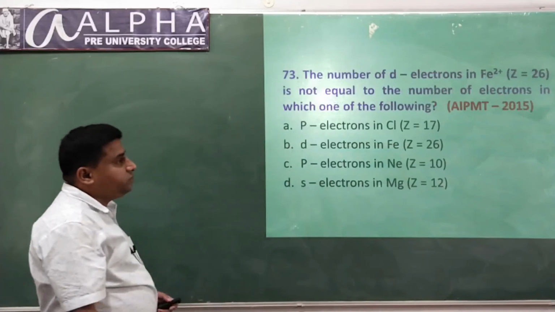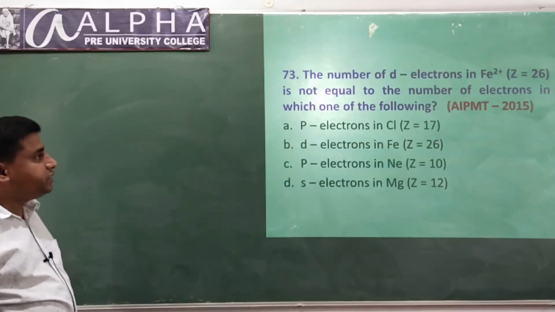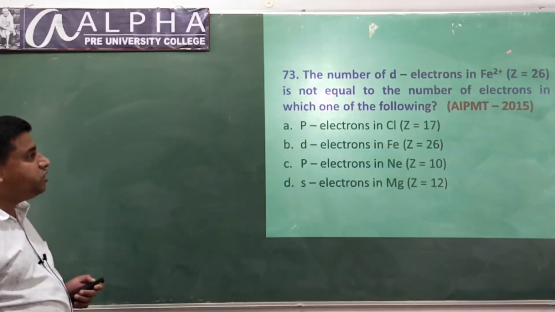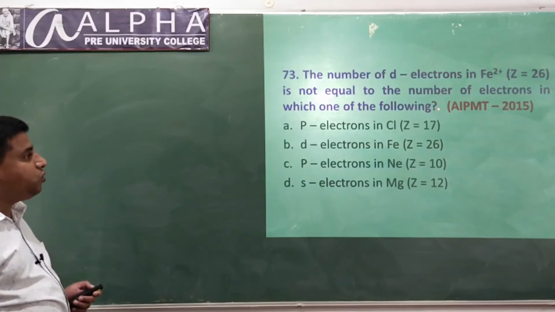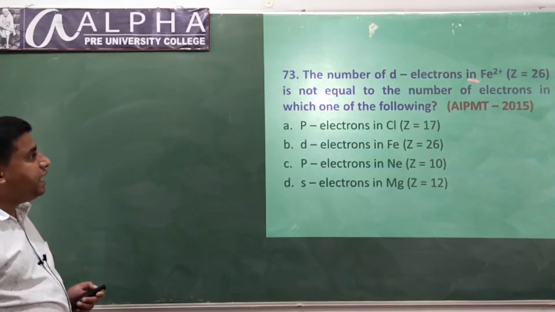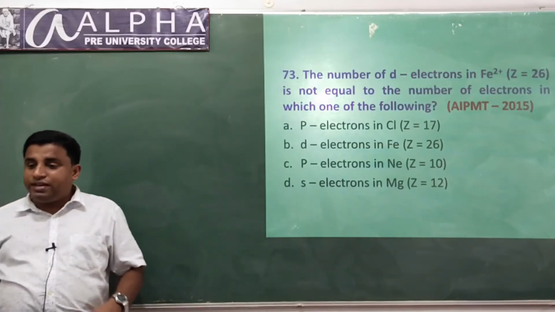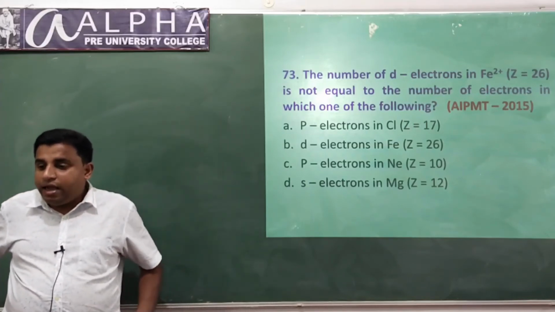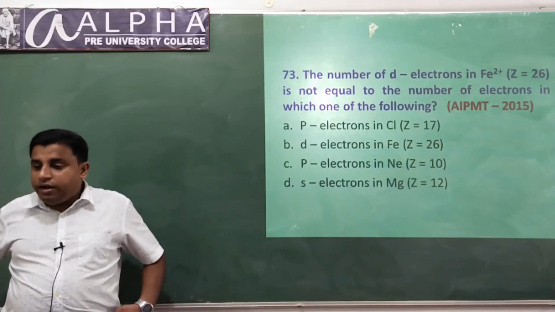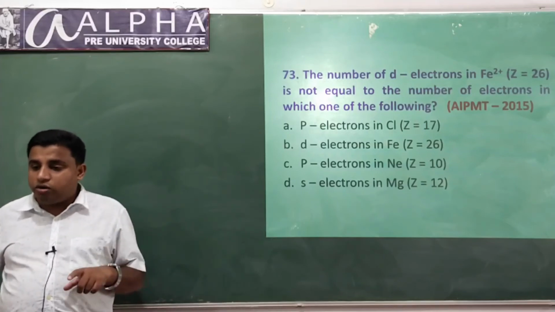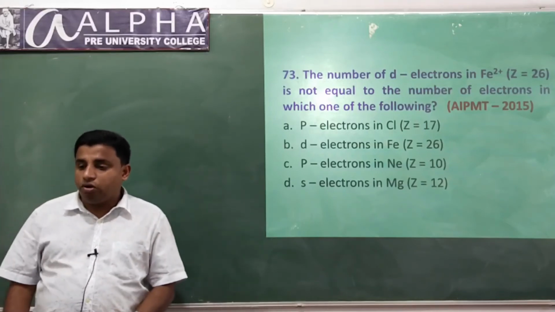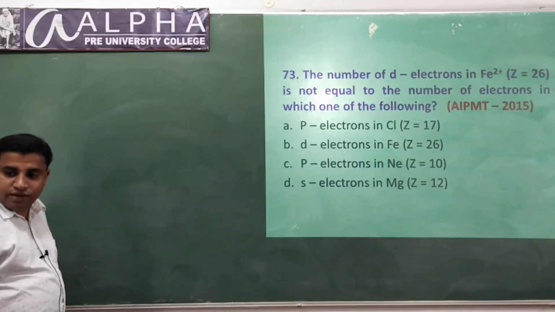Next question. The question says the number of d electrons in Fe2+ is not equal to the number of electrons in which of the following? Let us write the electronic configuration of iron.